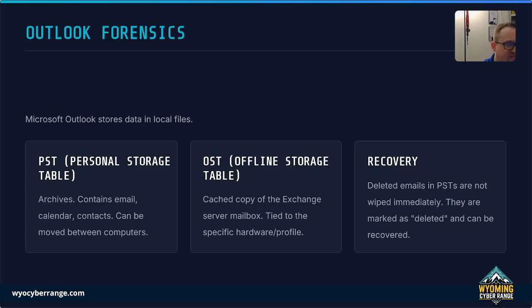There's going to be an OST, so if you have offline mode turned on in Outlook, you'll have a cache file on your computer called an OST. This is going to be a copy of the Exchange server mailbox. Now, it's securely tied to the specific hardware and user profile, so if you try to move the OST, normally it's not readable. And then lastly is going to be the recovery feature.